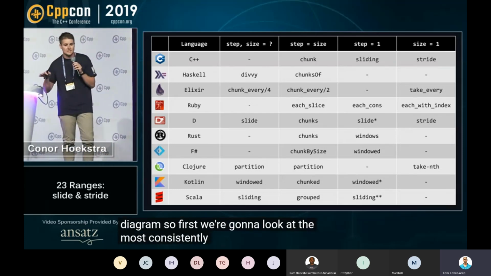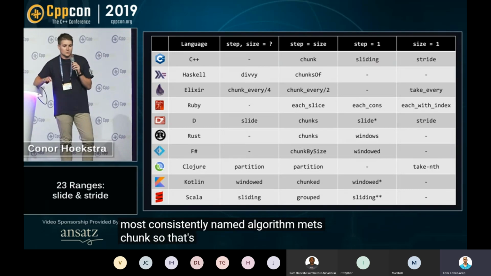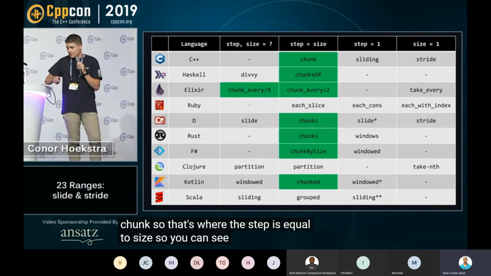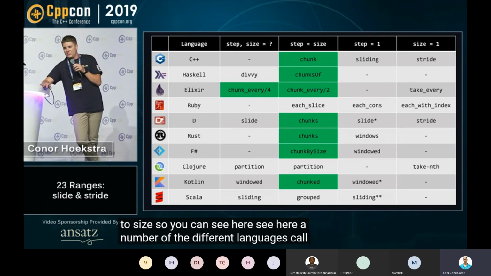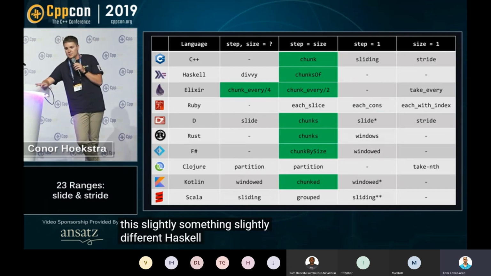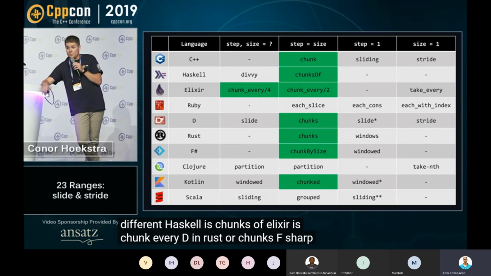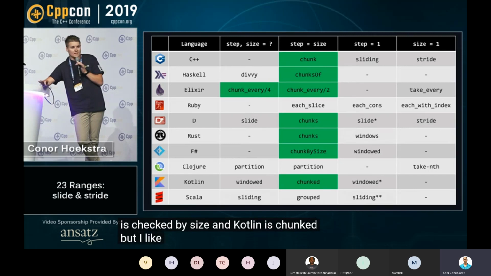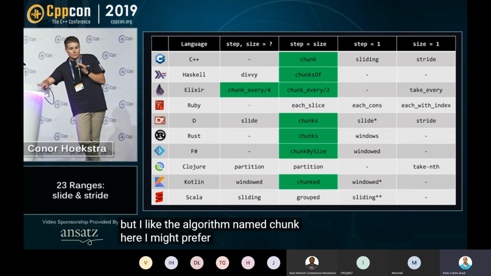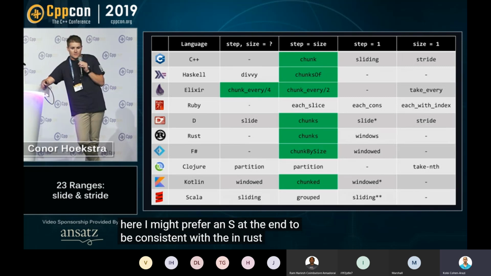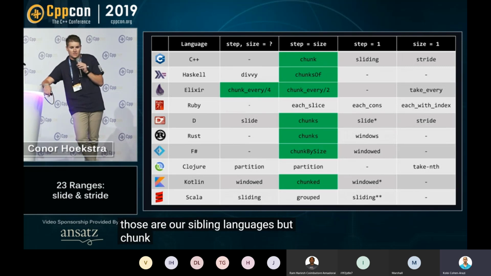So first we're going to look at the most consistently named algorithm, that's chunk. That's where the step is equal to size. You can see here a number of the different languages call this something slightly different. Haskell is chunks of, Elixir is chunk every, D and Rust are chunks, F# is chunk by size, and Kotlin is chunked, but I like the algorithm name chunk here. I might prefer an S at the end to be consistent with D and Rust, seeing as those are our sibling languages, but chunk it is.